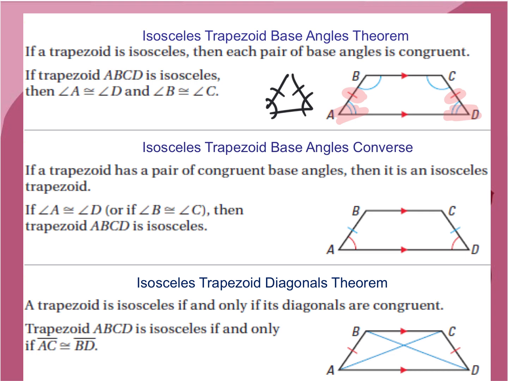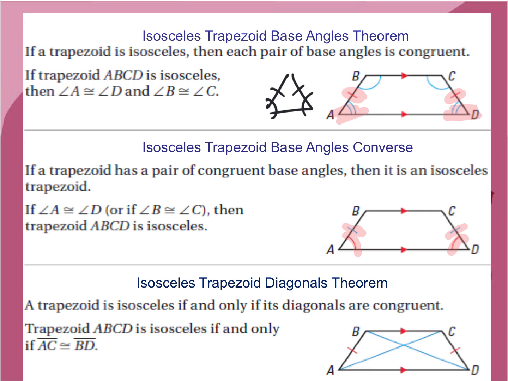Now, the next one is the isosceles trapezoid base angle converse, which says if a trapezoid has a pair of congruent base angles, then it is an isosceles trapezoid. So here we go backwards. They tell you the angles are congruent, and because the angles are congruent, we can say the sides of the trapezoid are congruent. Same as the converse for the isosceles triangle. So it is stated that if angle A is congruent to angle D, and angle B is congruent to angle C, then the trapezoid ABCD is an isosceles trapezoid.